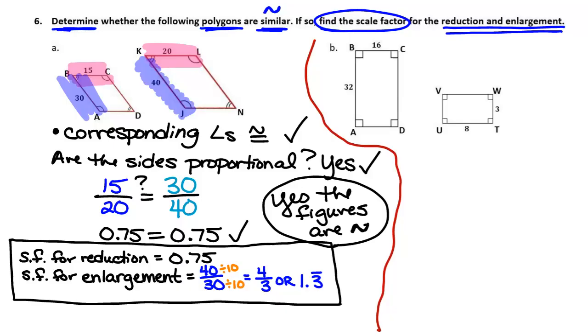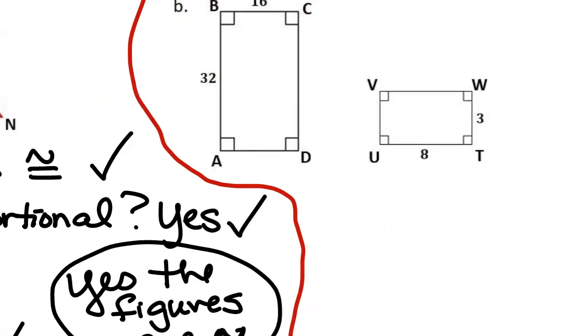So the angles seem to be the easiest thing for us to check on part B, just like they were on part A. What do you notice about all of the angles? They're all right angles. So can we say that corresponding angles are congruent? Yes. All the angles are the same size, so corresponding angles would have to be congruent.